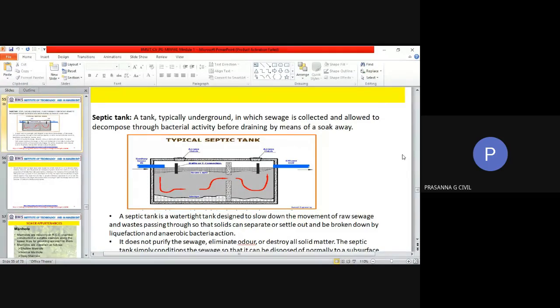Now, it is actually a sort of primary sedimentation tank, like we are studying in the case of water, and even in wastewater we will have a sedimentation tank. But the only thing is, in your sedimentation tank you have a detention time of 2 hours or 4 hours, whereas here the detention time is much longer, and the solids will remain in the tank. The liquid portion goes through an effluent outlet into the next chamber called the soak pit. So the sludge always remains at the bottom.